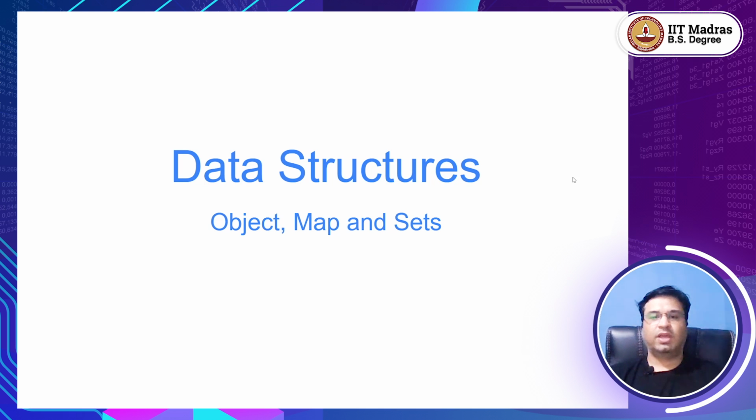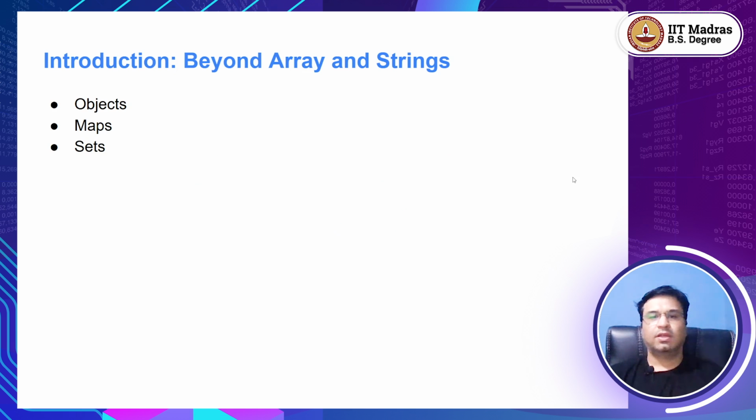In our last lecture, we explored the fundamental data structures in JavaScript, arrays and strings. We learned how they organize data and, crucially, the time complexity of common operations, helping us write more performant code. Today we are diving into three more powerful and flexible data structures: object, map and set.